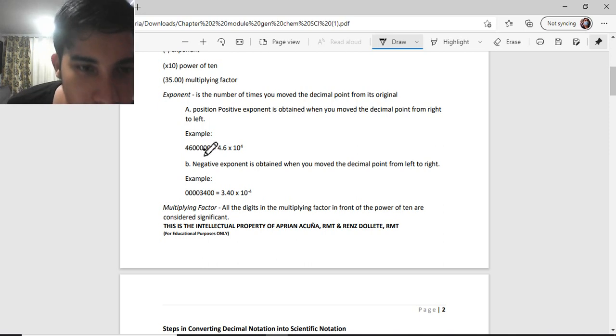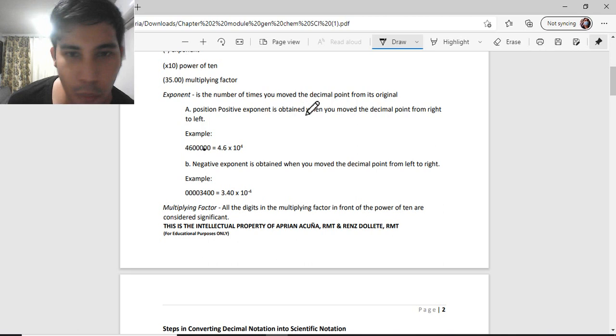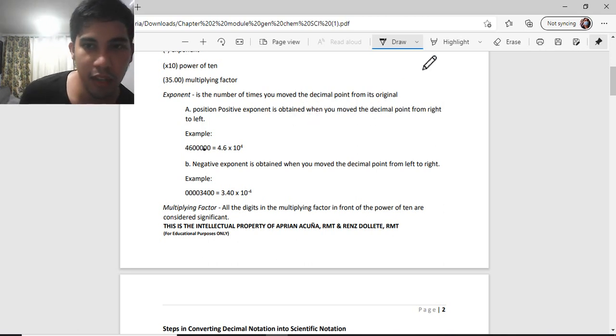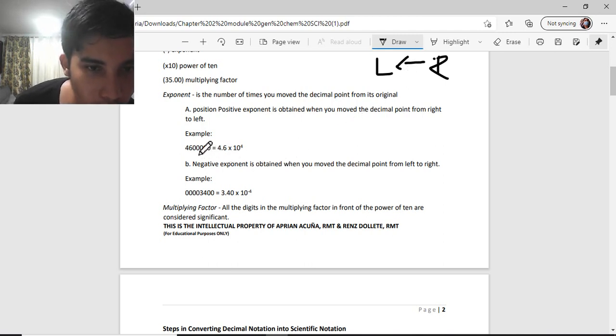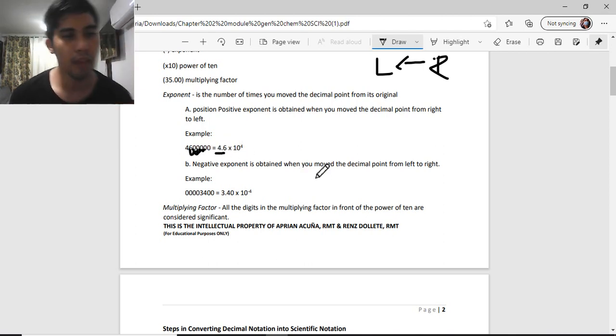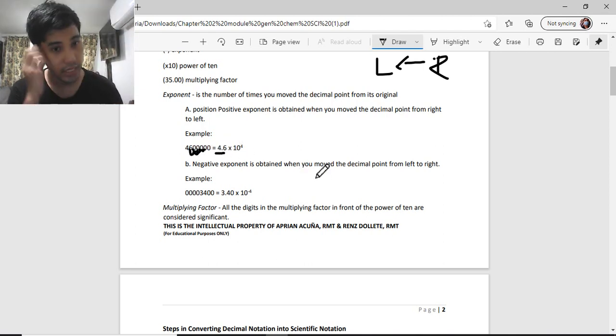You move your decimal point from its original position. The positive exponent is when you move your decimal point from right to left. Remember, you have the right side and the left side. So if it goes this way, it will gain a positive exponent. It moved 1, 2, 3, and 4, therefore giving you a multiplying factor of 4.6.